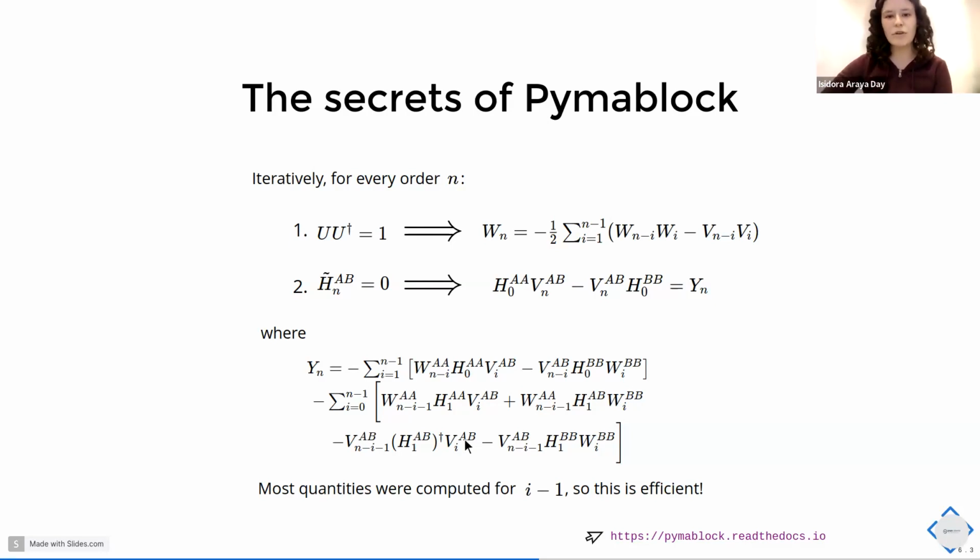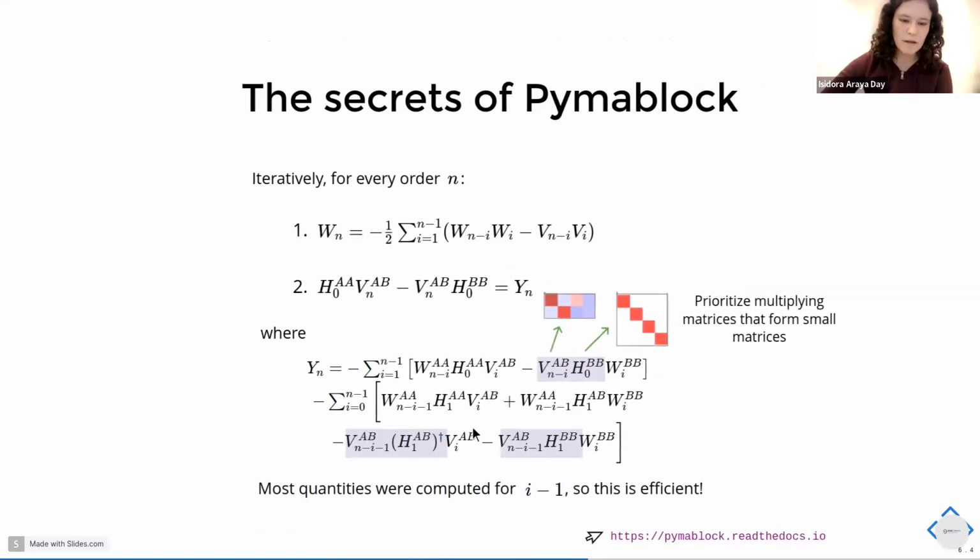And then there are other improvements that we make along the way. So for example, in this expression that you see here, we see different matrix products, but we have a choice on how to make these products. And that choice is crucial because if we have a BB subspace that is huge and an AA subspace that is small, then it is convenient to multiply matrices in a way that we prioritize constructing small matrices. And that is what I'm showing here.